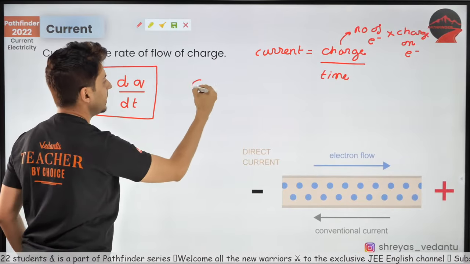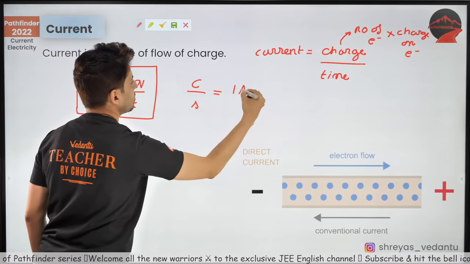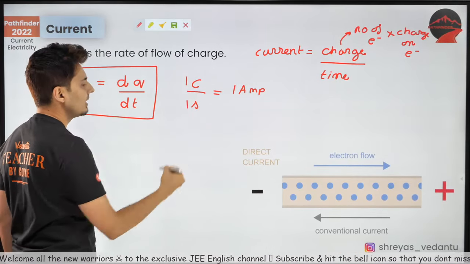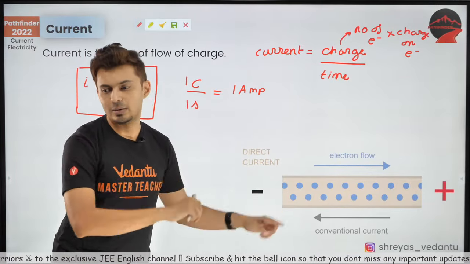That's the definition of current. And charge is in coulombs, time is in seconds. So 1 coulomb per second is 1 ampere. When 1 coulomb of charge flows in 1 second, that is called 1 ampere of current. Now that's a huge value of current.